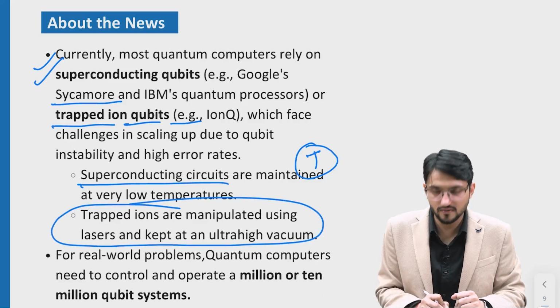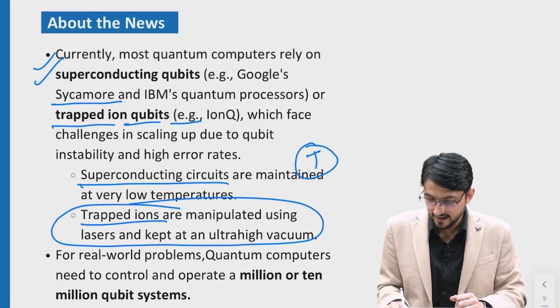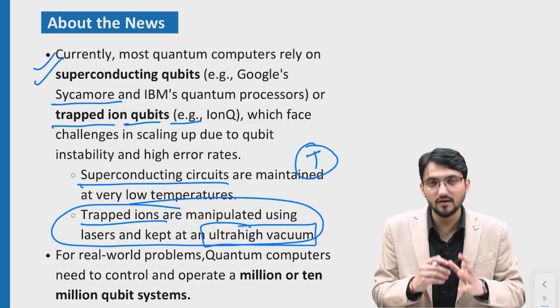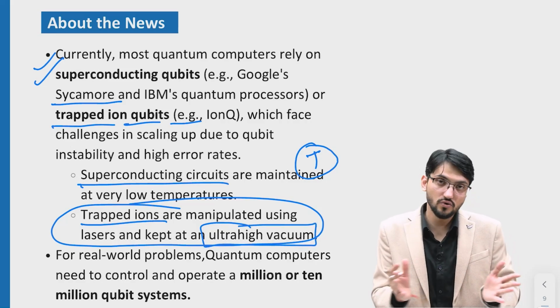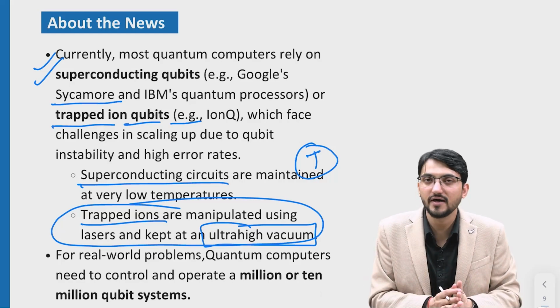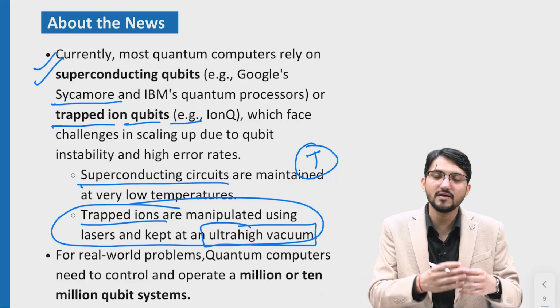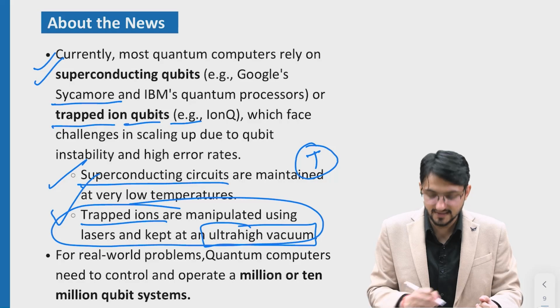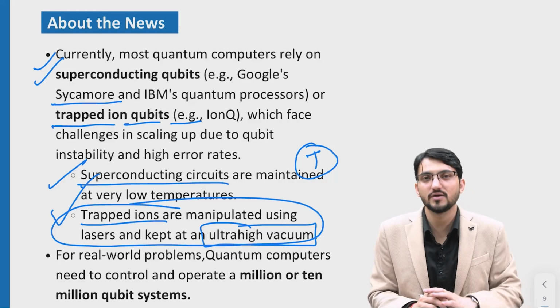The second type of quantum computer is trapped ion. This is kept at ultra high vacuum. Ultra high vacuum is very difficult to create and difficult to maintain. A slight change will create a lot of errors. So all these challenges exist with the existing computer chips.